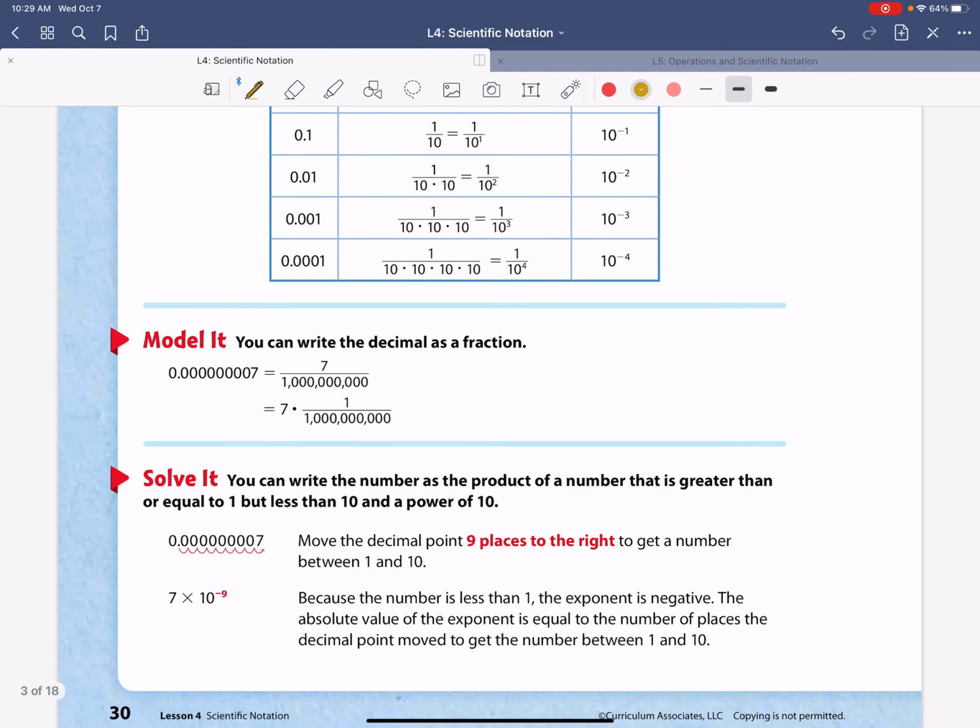The module says you can write the decimal as a fraction, and you definitely could do this. So they first wrote it as 7 over 1 billion, and then they broke it down even further. They pulled out the 7, and they multiplied it by 1 over a billion. And they then saw that 1 over a billion is equal to 1 over 10 to the 9th, and we can use our negative exponent rule. So write that on your paper as well.